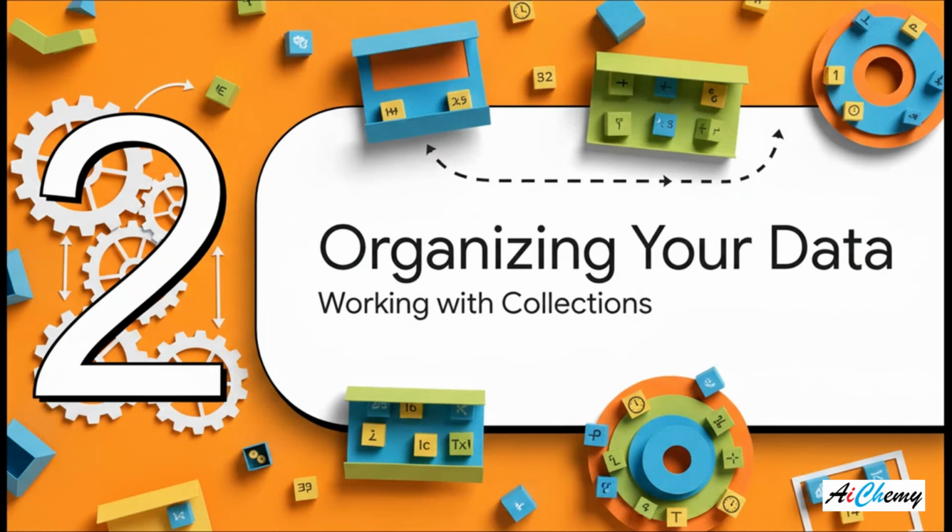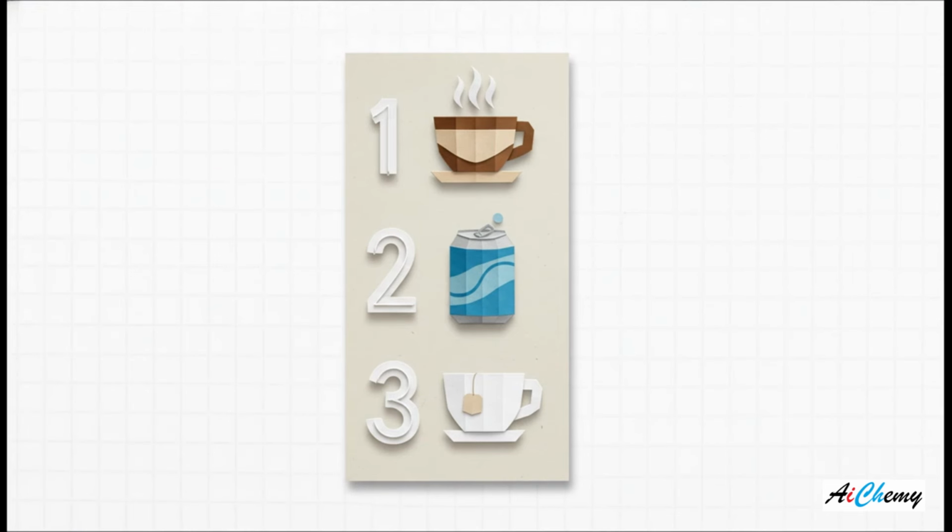Okay, so now that we have our individual boxes for storing data, let's look at how we can start organizing lots of items together in bigger containers. We call these collections. The first and most common way is with a list. And a list is, well, it's exactly what it sounds like, a collection of items in a specific order. You can add things, you can remove things, and the order you put them in is the order they stay in. Just like a shopping list or a list of your favorite drinks.